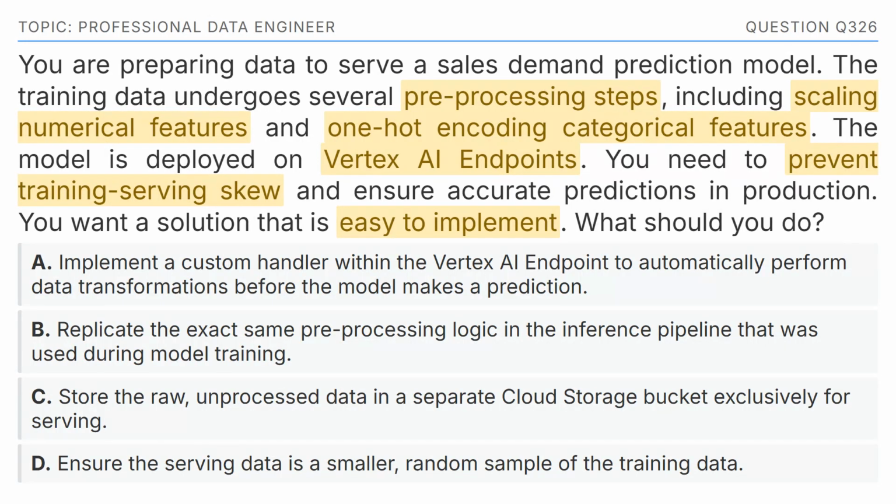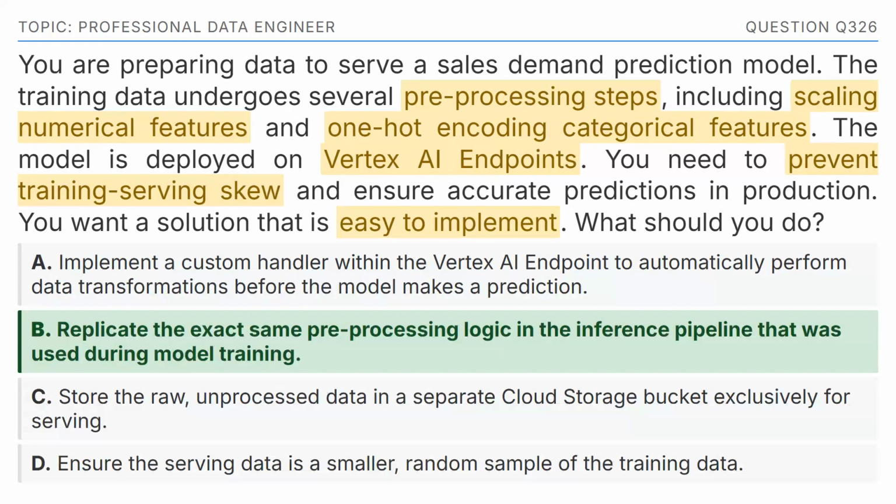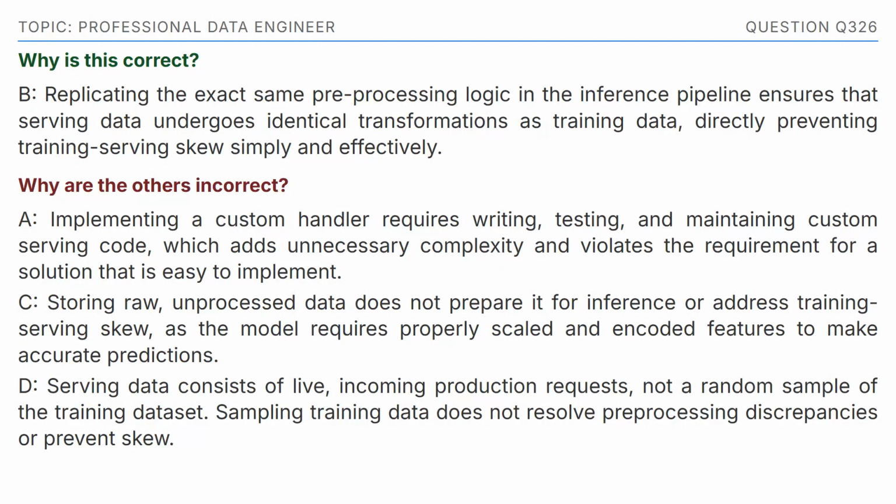To arrive at the correct answer, we focus on the keywords: pre-processing steps, scaling numerical features, one-hot encoding categorical features, Vertex AI endpoints, prevent training serving skew, easy to implement. The correct answer is option B, replicate the exact same pre-processing logic in the inference pipeline that was used during model training. Why is this correct? B. Replicating the exact same pre-processing logic in the inference pipeline ensures that serving data undergoes identical transformations as training data, directly preventing training serving skew simply and effectively.